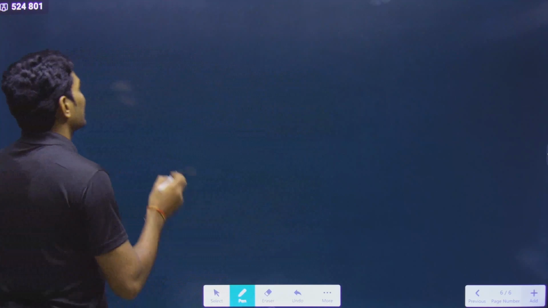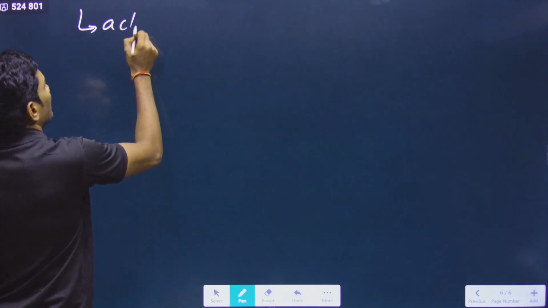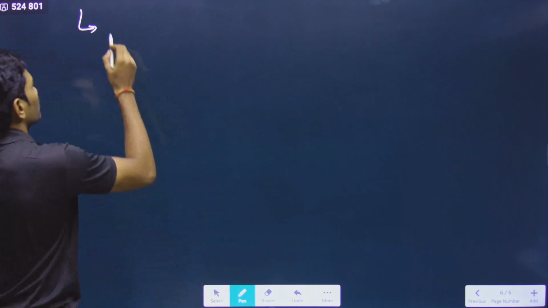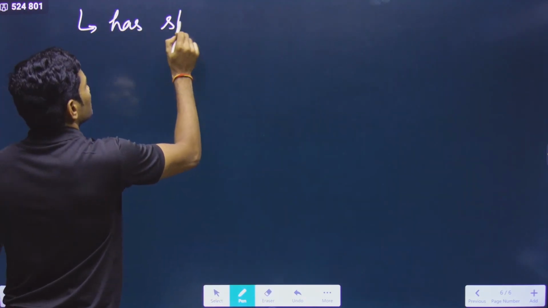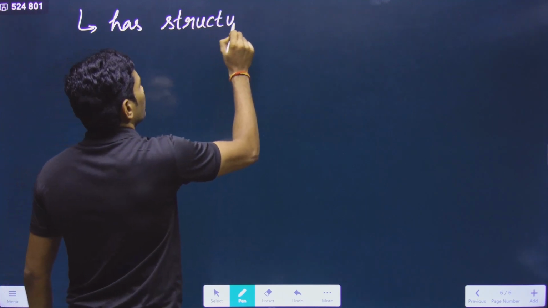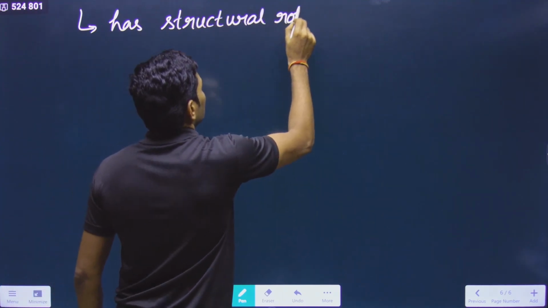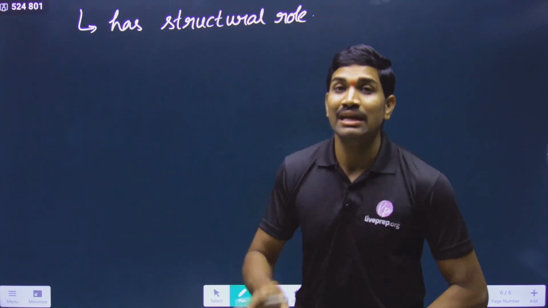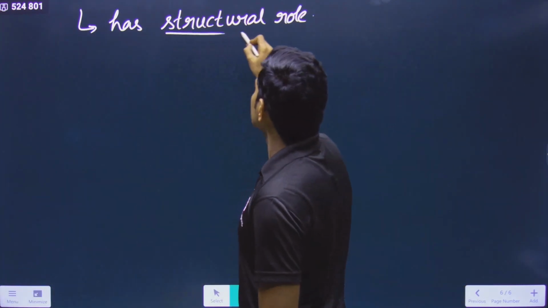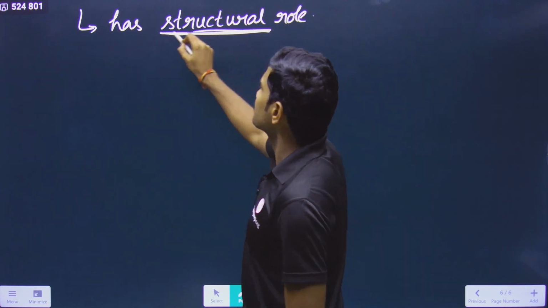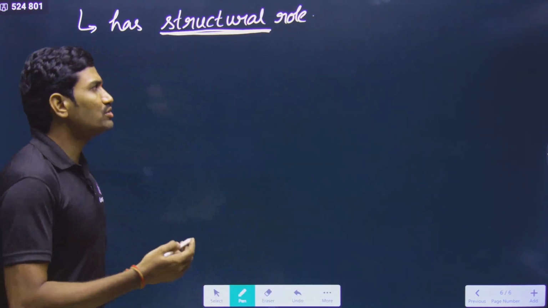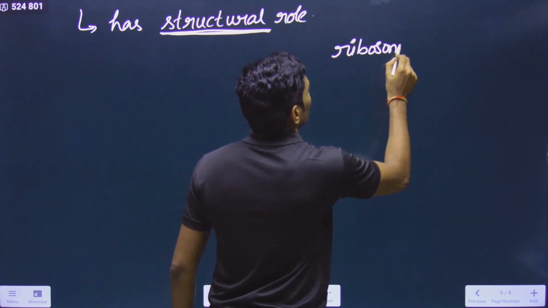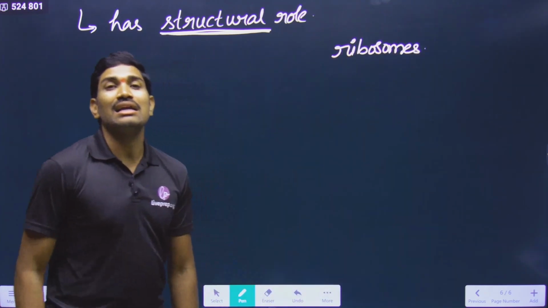So here RNA has some other function. RNA has a structural role. Now you need to be a little bit more focused. What is the meaning of having a structural role? RNA has a structural role means RNA forms some structures. What structures? Those structures are nothing but ribosomes.